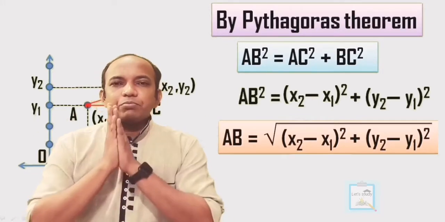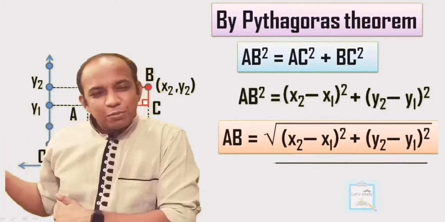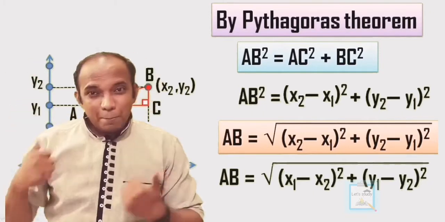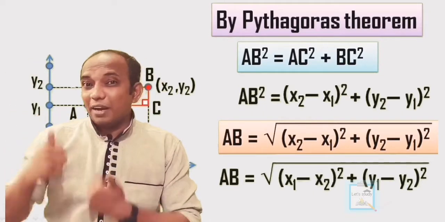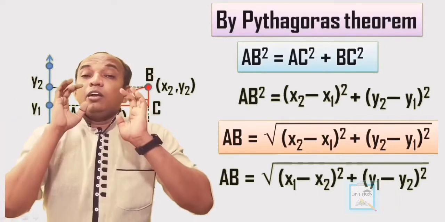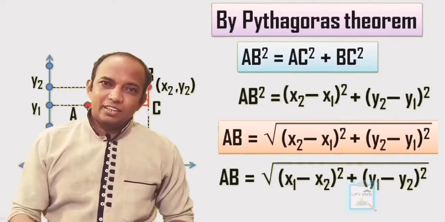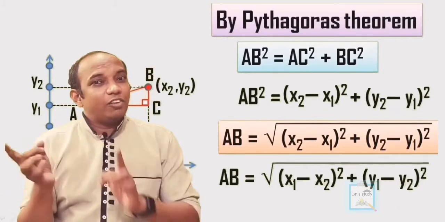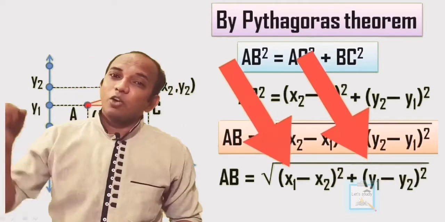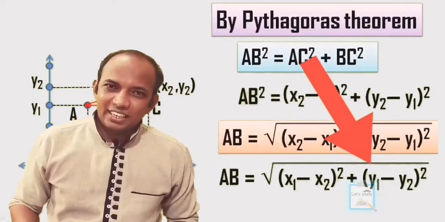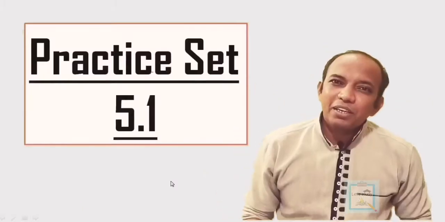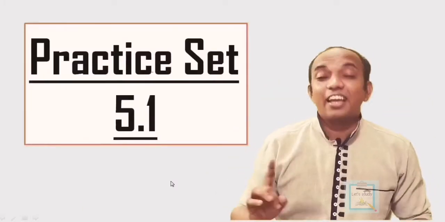Boys and girls, keep it in mind, we can also write this formula in this manner, that is AB equals under root of x1 minus x2 the whole square, of course, plus y1 minus y2 the whole square. Always keep it in mind. What you have to remember is, once you have taken x1 in the first bracket before the subtraction sign, then in the second bracket we have to take y1 before the subtraction sign.